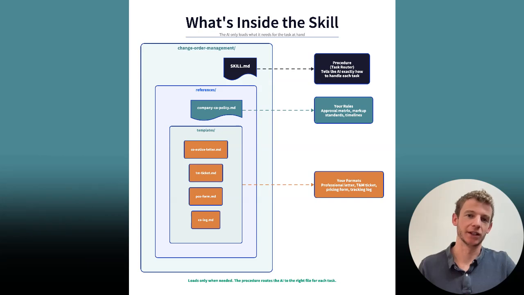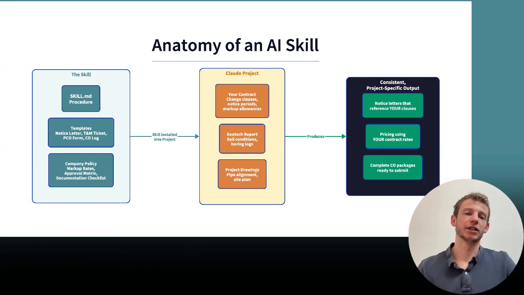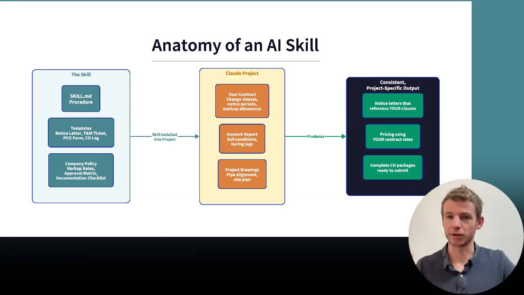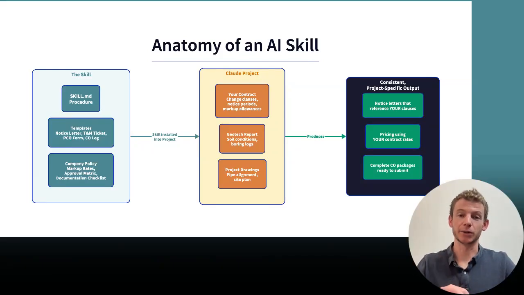And this keeps the AI focused and accurate instead of trying to juggle everything at once and completely blowing its context window. So to do this, you set it up as a Claude project for your specific construction project. And what you do is you upload your contract, your geotech report, project drawings, and some context about the project in the description. And then now the AI has your skill that you've already created and your project specific documents. So every output references your contract clauses, your rates, your project details, and your company details, as well as your templates. And the result from that is consistent, professional, contract compliant output every time.